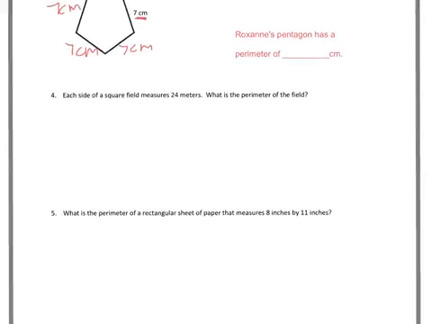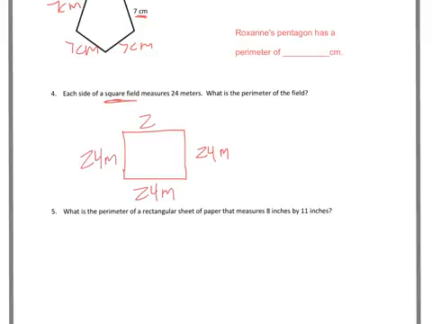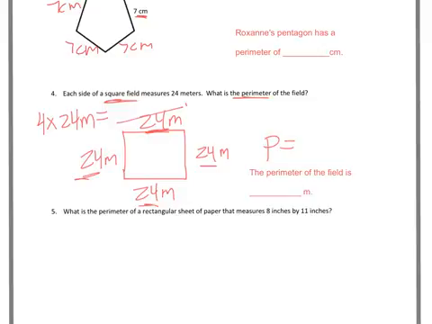Let's look at 4. Each side of a square field measures 24 meters. What is the perimeter of the field? So I'm drawing my square field, and each side measures 24 meters. So I can easily label this in because each side is 24. Now I just need to find the perimeter. And again, it's either adding up all of them or figuring out how many of those 24s there are so I can multiply. And I see that there's 4 of them. So 4 times 24 meters will get me my perimeter. And then again, it's a word problem, so we want to make sure that we have an answer statement. And there it is right there.